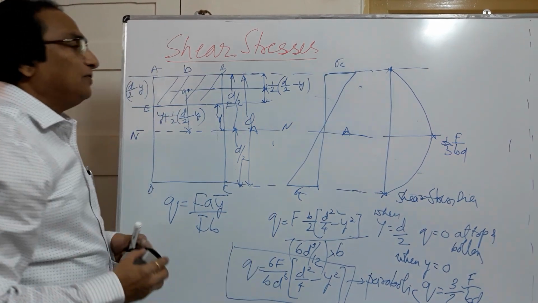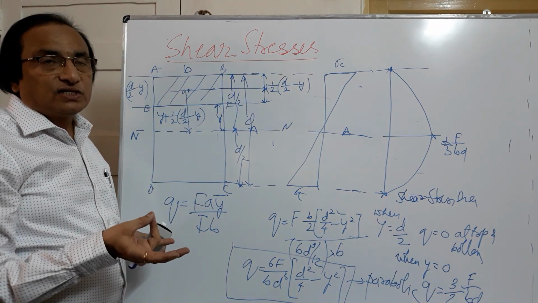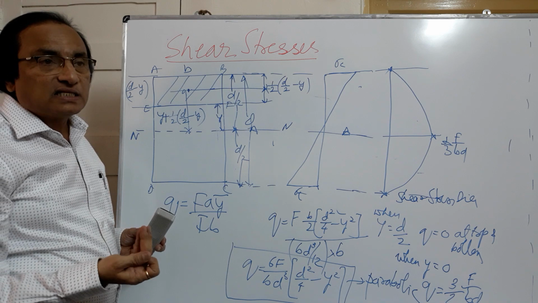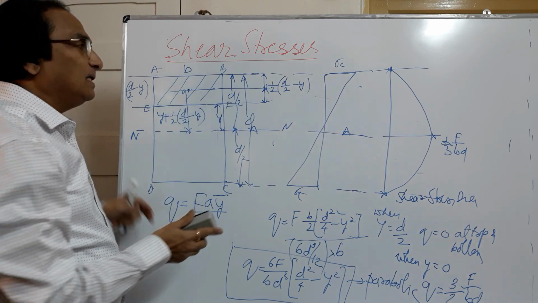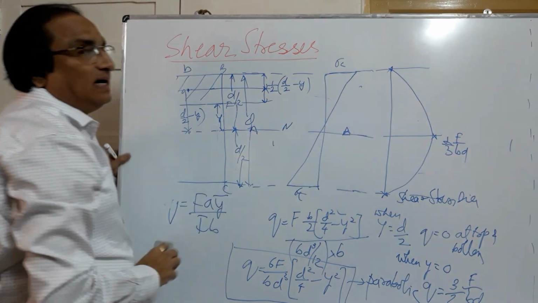Now usually we come across problems with rectangular section, I section, T section, L section. Just we will see what type of bending stress diagram we get. For a rectangle, this is the type of bending stress diagram.